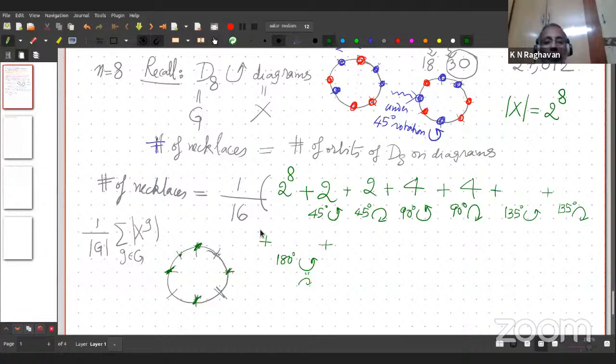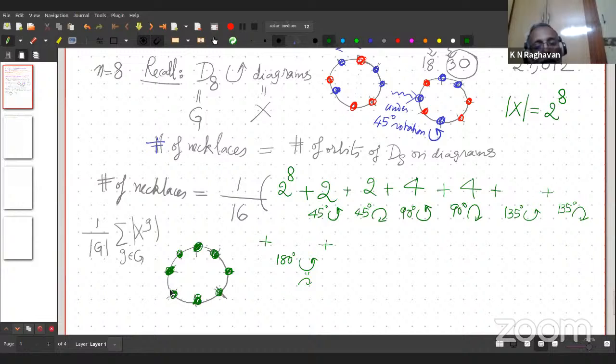So let us apply the logic. Suppose whatever I put here, the same color I put here. Because otherwise it won't be fixed. Whatever I put here, the same color I put here, and so on around the ring.